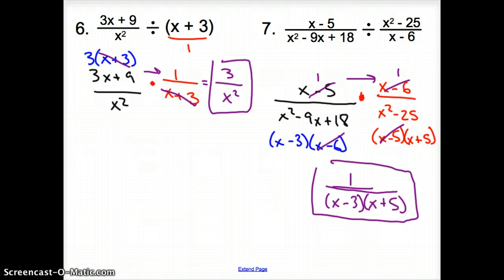Please remember, ladies and gentlemen, when you divide, you flip and multiply. When you just multiply, you cancel out top and bottom and kitty corner and then multiply across. And that does it for section 11.4, multiplying and dividing rational expressions.